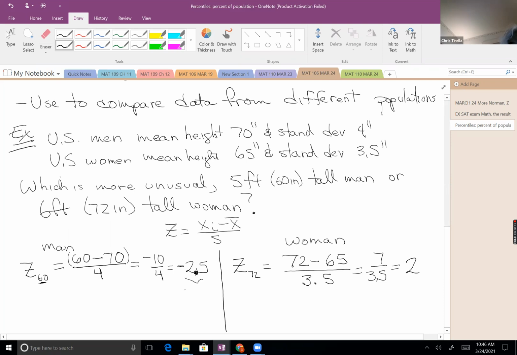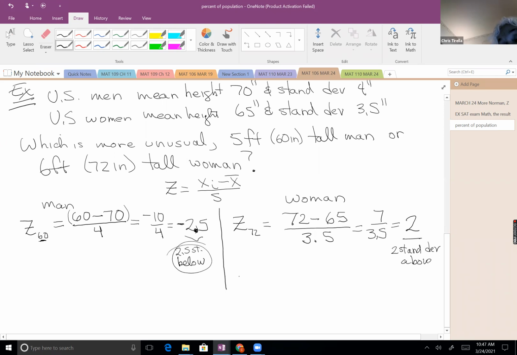So this guy's 2.5 standard deviations below. And this woman's 2 standard deviations above. We know she's taller because her z-score is positive. We know he's shorter because his z-score is negative. But do you notice 2.5 is further from the center than 2?